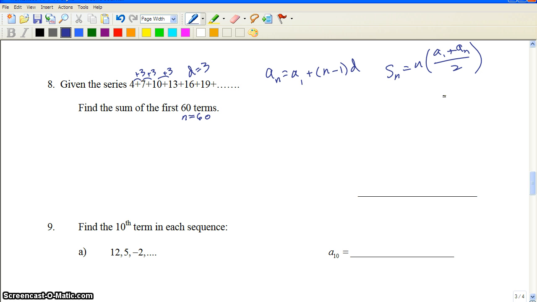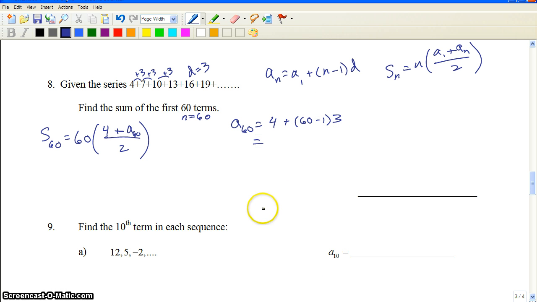So then, okay, let's turn around and stick stuff in. We need to find the sum, so let's stick stuff into the sum formula. We know n is 60, a sub 1 is 4. Uh-oh, we don't know a sub n. That's an issue. We don't know what the 60th term is, so we need to see if we can figure that out. We're going to use the other equation. A sub 60 equals a sub 1, which is 4, plus 60 minus 1 times d, which is 3, and that's going to give us our calculation for our 60th term. So our 60th term is going to be 181.